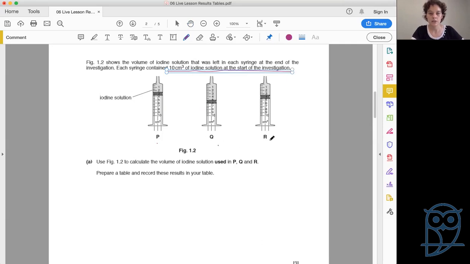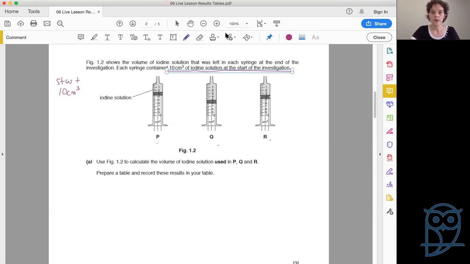There's P, there's Q, there's R, 3 different extracts. Right, so use figure 1.2 to calculate the volume of iodine solution used in P, Q, and R. Prepare a table and record these results in your table. So, at the start, we had 10 centimeters cubed. And if we take out what is left, so 10 minus what is left, we're left with what is used.